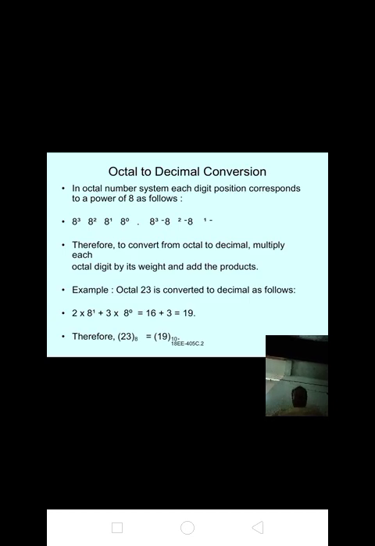Therefore, to convert from octal to decimal, multiply each octal digit by its weight and add the products. Example, octal 23 is converted to decimal as follows. That is 2 into 8 power 1 plus 3 into 8 power 0, equal to 16 plus 3, that is 19.